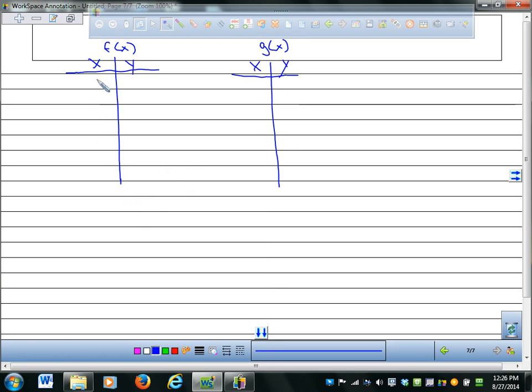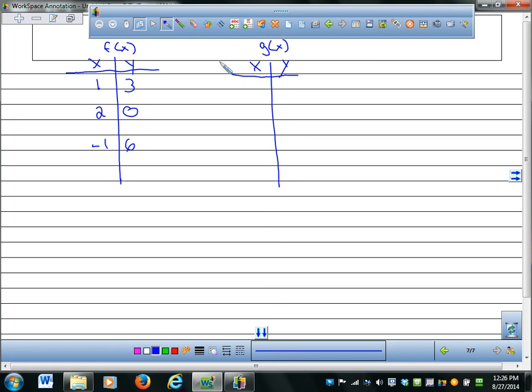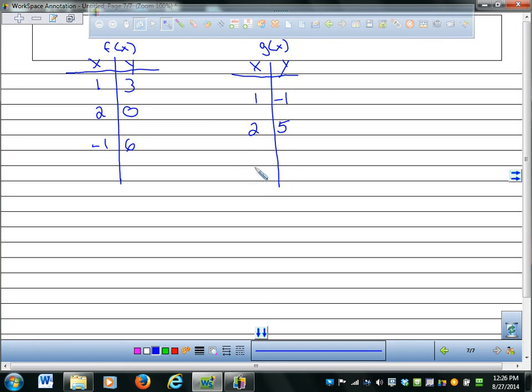In f of x, when x is 1, y is 3. When x is 2, y is 0. When x is negative 1, y is 6. In g of x, when x is 1, y is negative 1. They love to give you these kinds of things on ACT tests and stuff like that because they're more conceptual than mathematical. They do this with graphing too, and you'll probably see a couple of things in your homework like this.